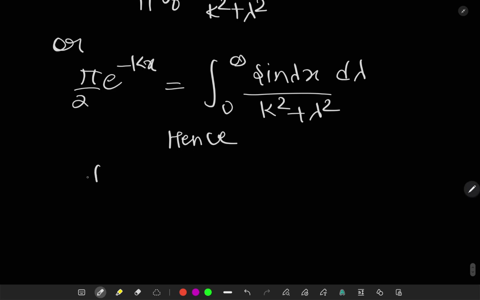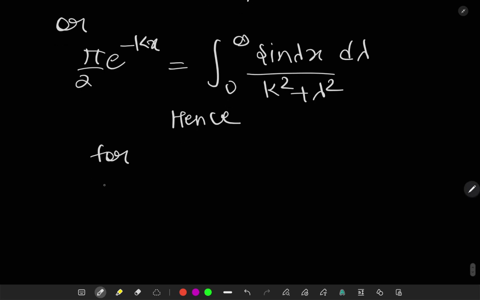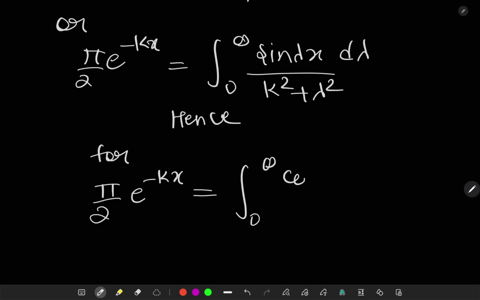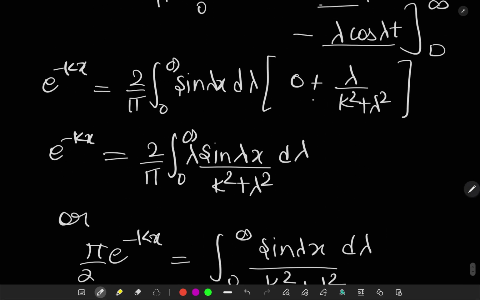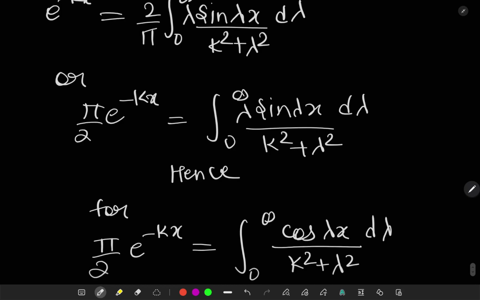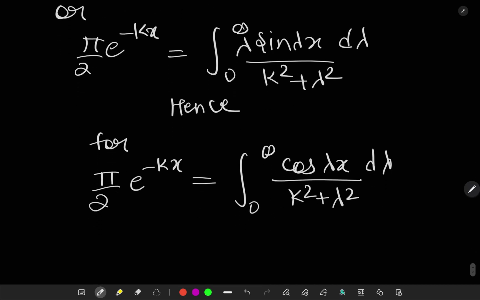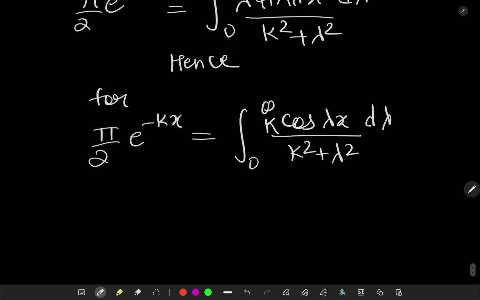Similarly, for cosine series, if we use the Fourier cosine integral, this value is equal to integral 0 to infinity cos lambda x d lambda divided by k square plus lambda square. Sorry for this mistake, there is a lambda also here, and here this becomes k.